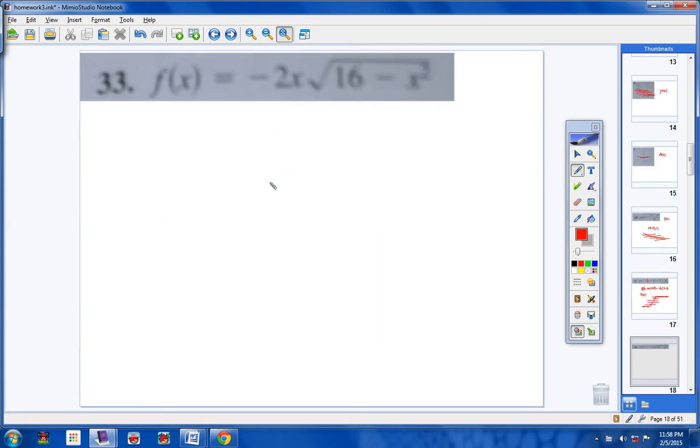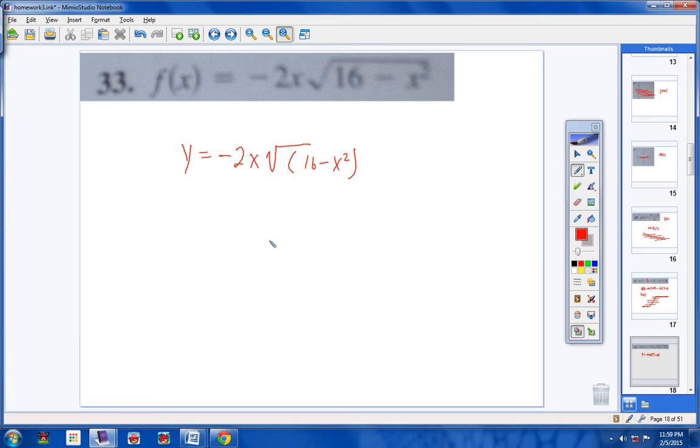All right, number 33. Well, let's go ahead and hit y equals, and then clear out the equation you had in there, and type in -2 and then x. That's easy enough. So -2x. Then hit your square root button. So this pops up like that. And then type in 16 minus x squared, and then close your parentheses.